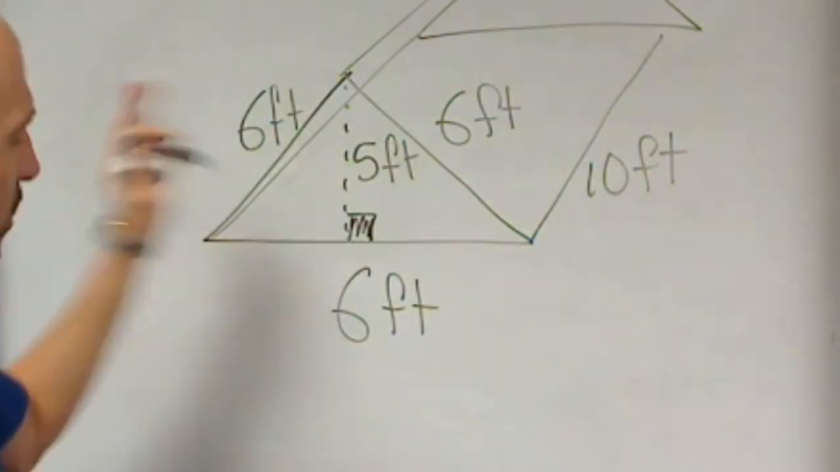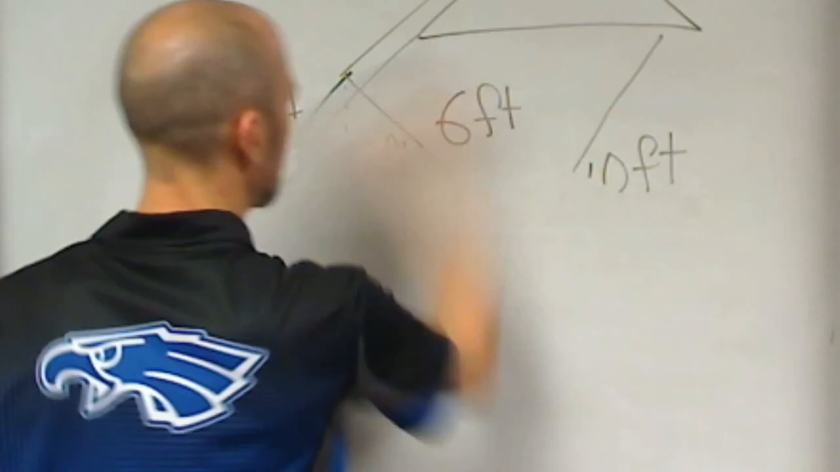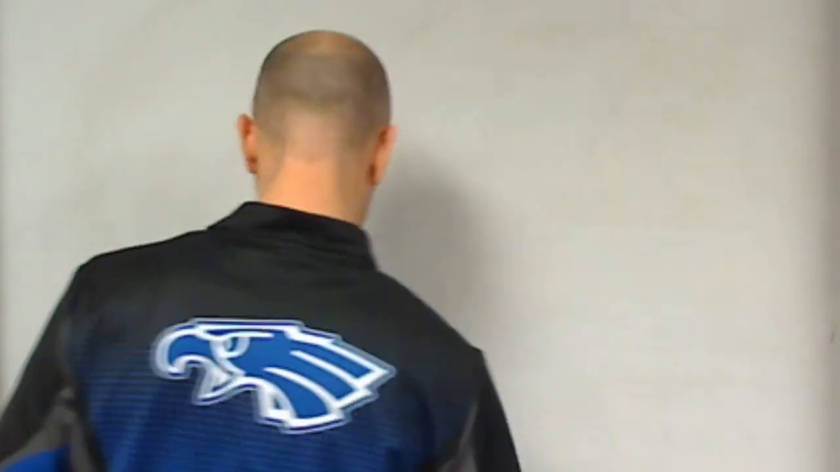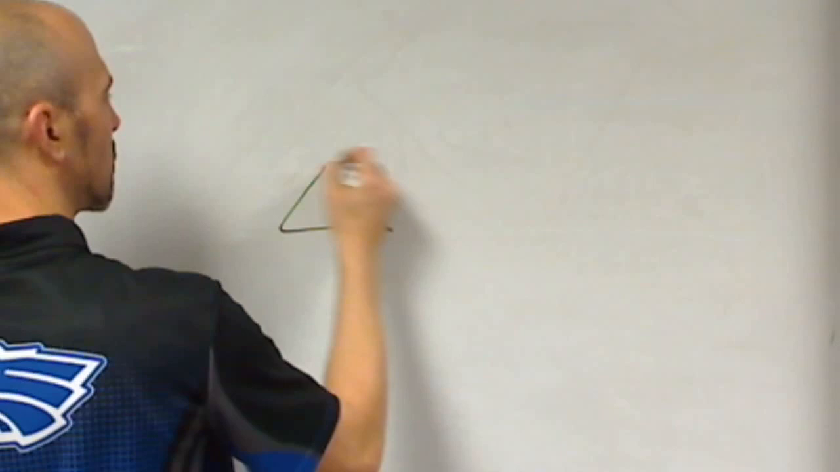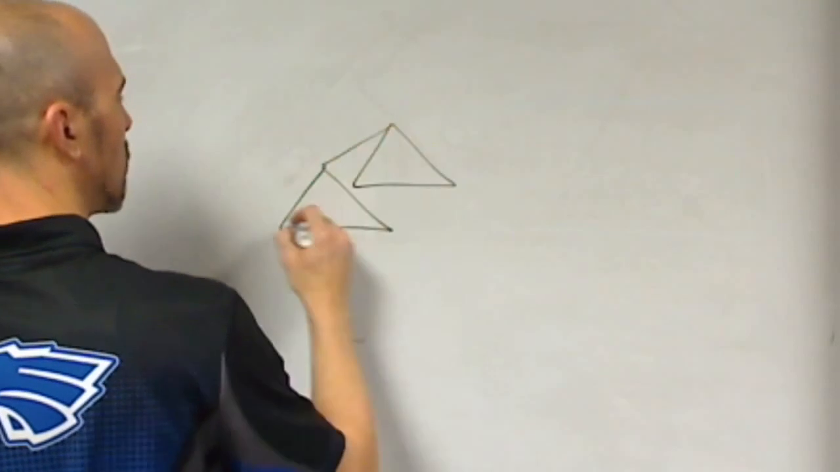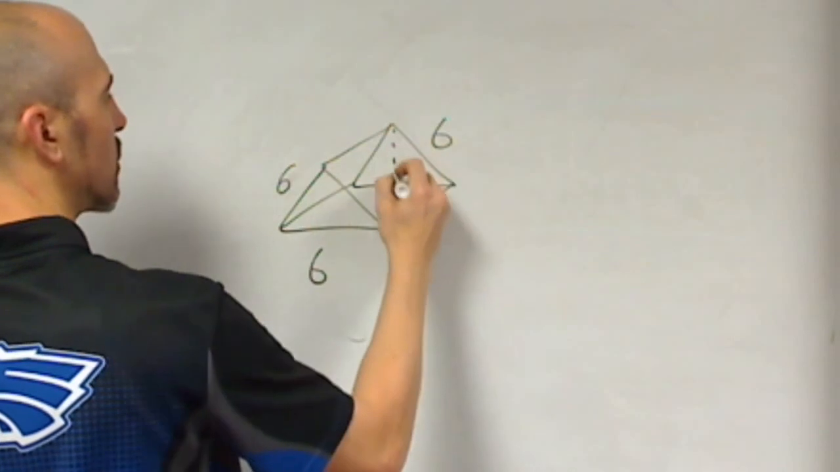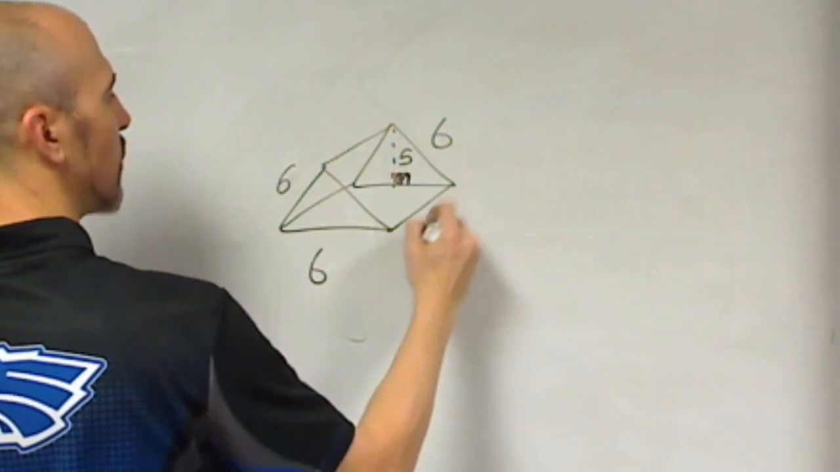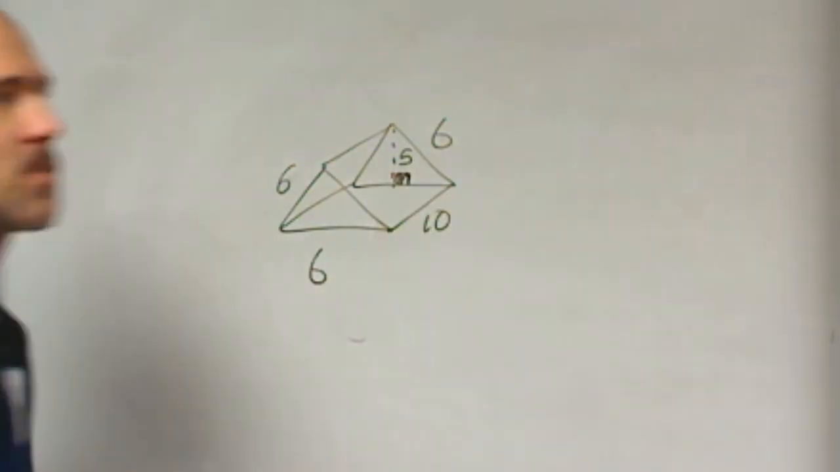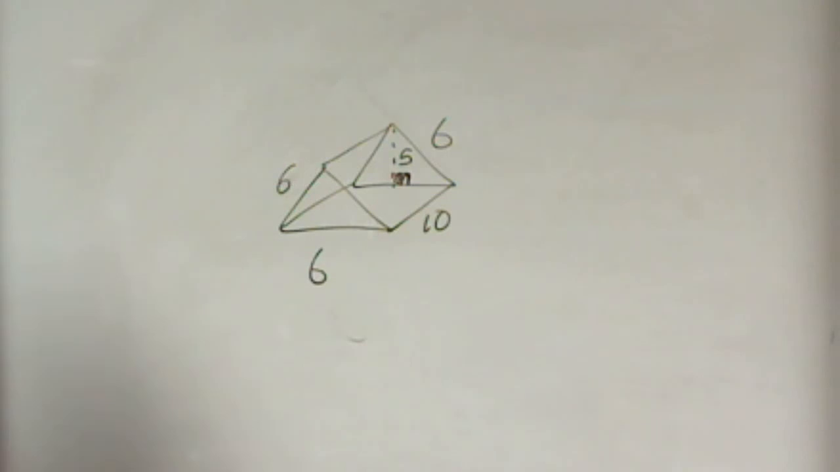Okay? So let me try to draw a little bit of that real quick. So it'll look like this. Boom, boom, boom. 6, 6, 6. The height is 5, and the height of the prism is 10. And that's all in feet. That's the extra credit problem for triangular prism, and that is surface area of triangular prism.